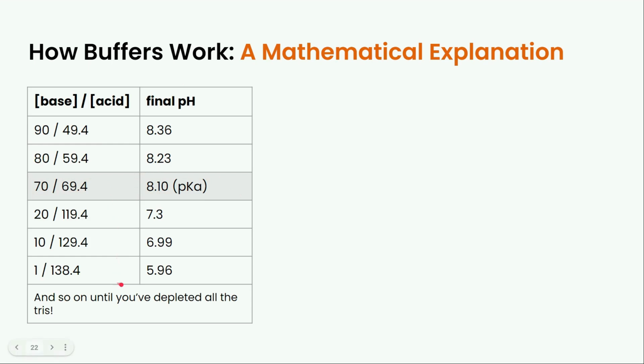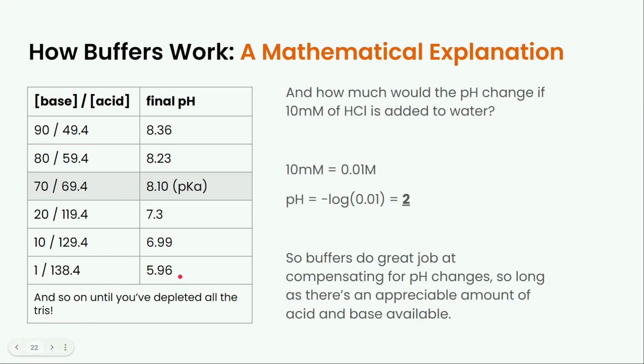And if you keep going, and keep going, eventually you'll deplete all of the tris in your solution, and your pH will drop. So how much would the pH change if you added the same amount of HCl to water then? Well, 10 millimoles is 0.01 moles. If you remember, pH was the minus log of the proton concentration. So pH, if we added 10 millimoles of HCl to some water, would become minus log of 0.01, which is 2, compared to 8.36 from our imaginary tris buffer. So buffers do a great job at compensating for pH changes, so long as there's an appreciable amount of acid and base available.